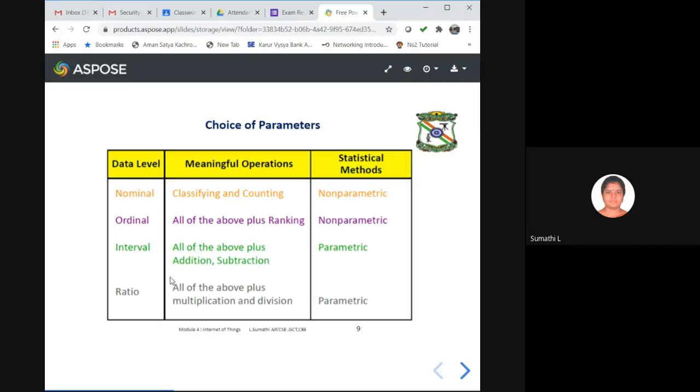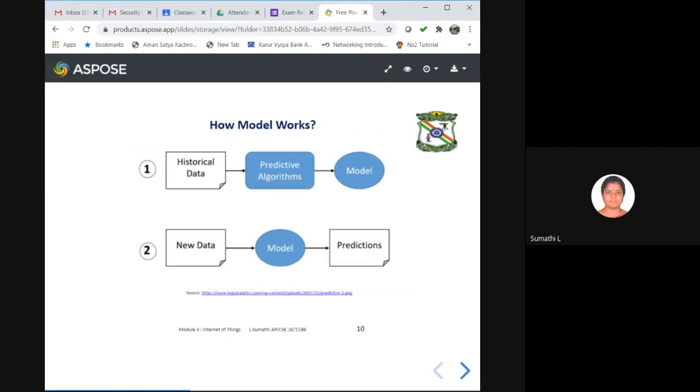For interval, you can even perform addition and subtraction operations, which we will see in a later part of our sessions. Then ratio means you can apply multiplication and division, right? With this introduction on the basis of data, we will get into how data analytics works.